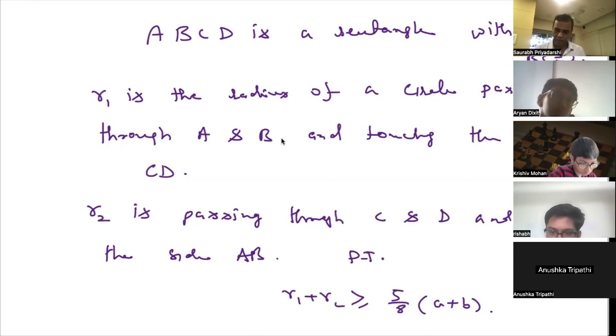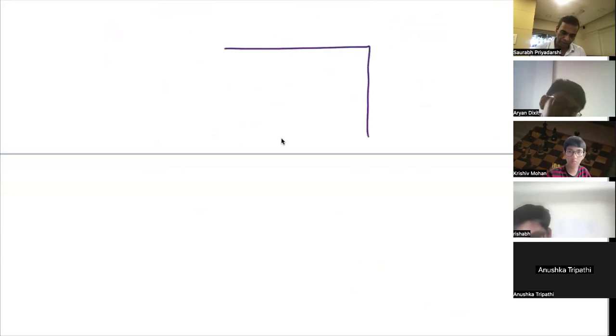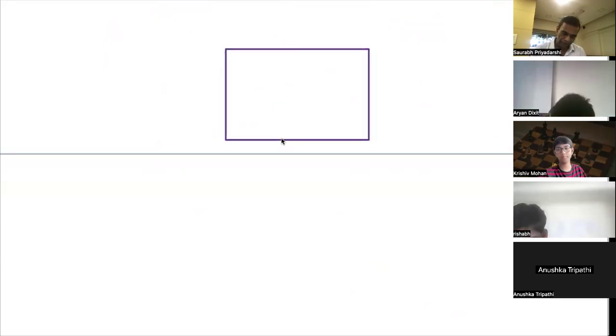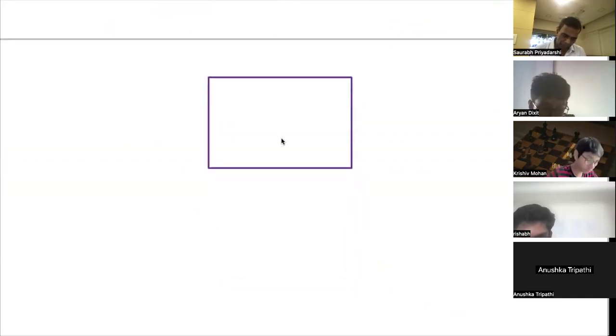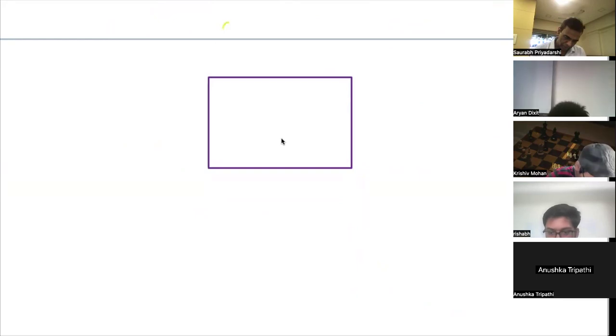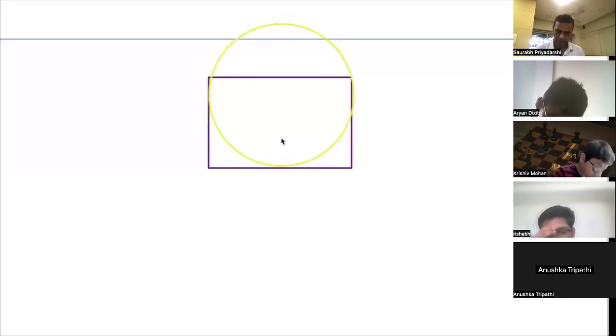So, if I'm saying AB and touching, it is a rectangle, right? So, like always, you'll get the figure in this way. One of the circles is going through this. First, I can draw something like this.